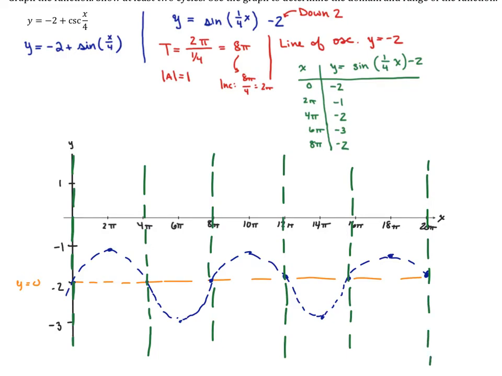And now we will find our shared values and graph our cosecant function.